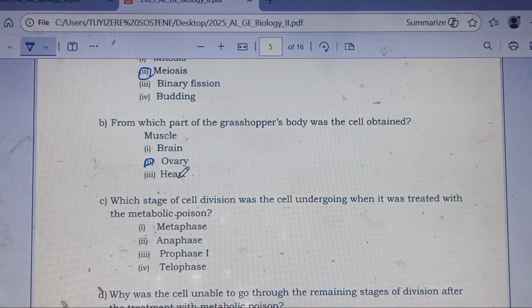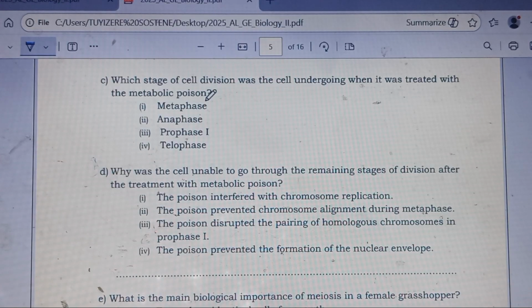Question C. Which stage of cell division was the cell undergoing when it was treated with the metabolic poisons? Here we have metaphase, anaphase, prophase I and telophase. The correct answer here is III.